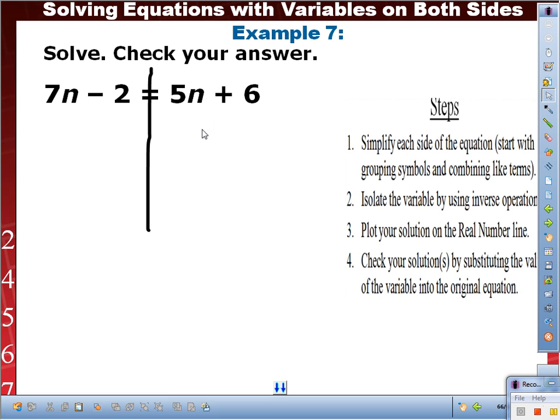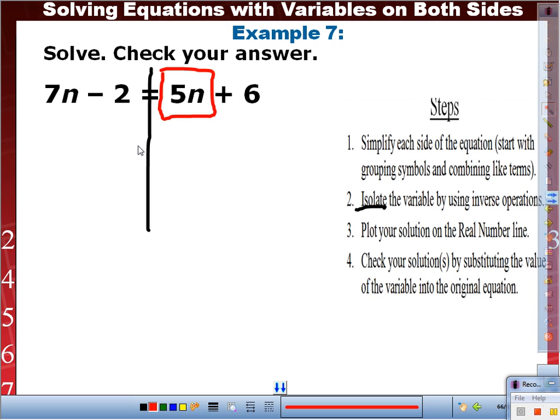But now we have a dilemma. We have variables on both sides. Then what is the next step? The next step is to isolate the variable, send it to one side. That means we start with the smallest variable. What is our smallest variable? 5n. So let's identify that. How can we cancel that one if it's a positive 5n? Negative 5n. That is correct.